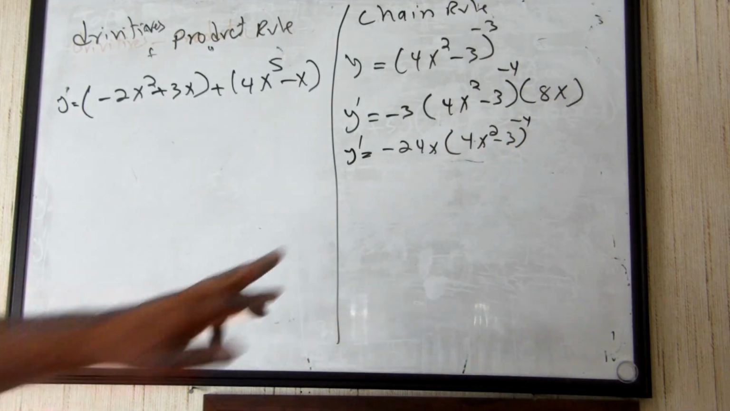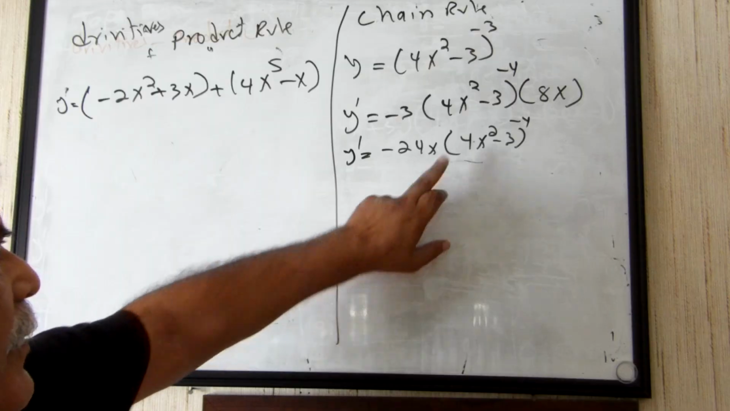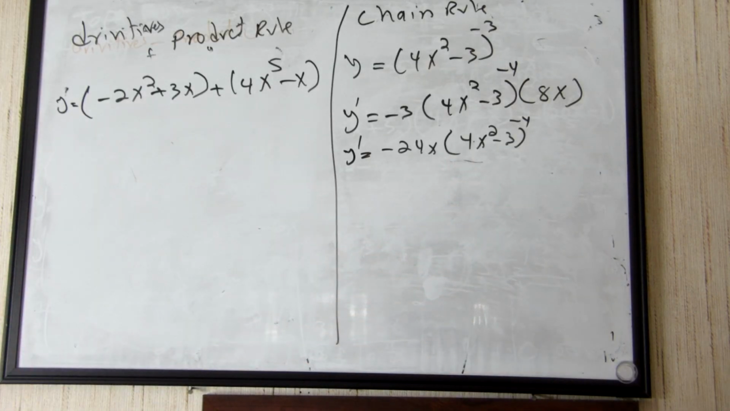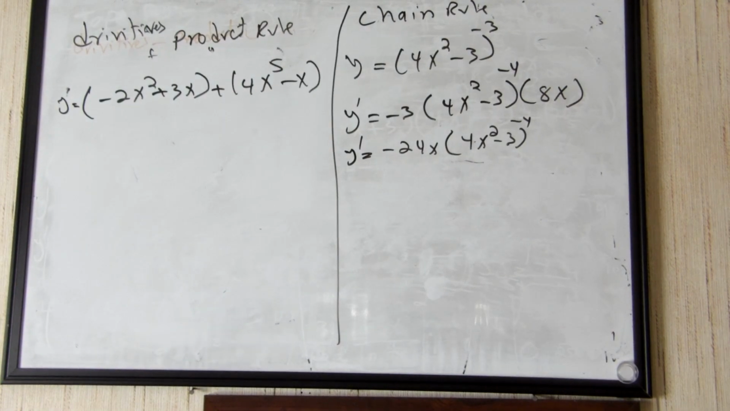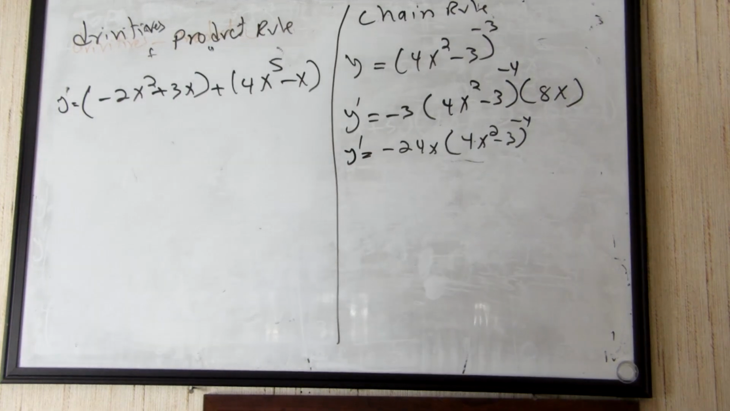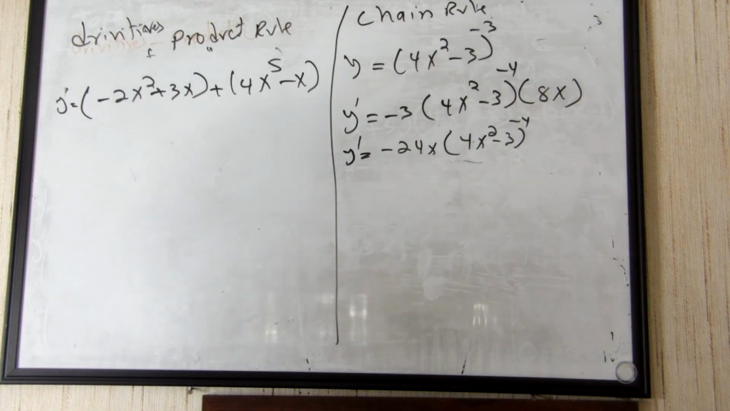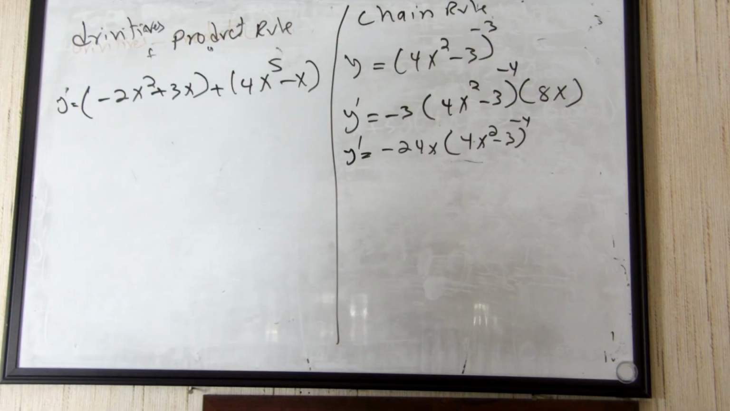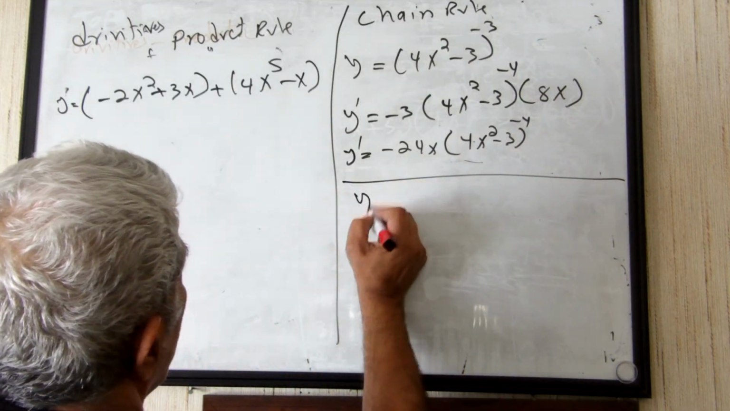Okay? And then we can write this one as 1 over (4x^2 minus 3) to the power of 4. This is going to be in a fractional form. So this is the chain rule.